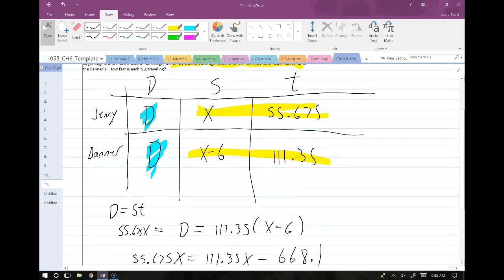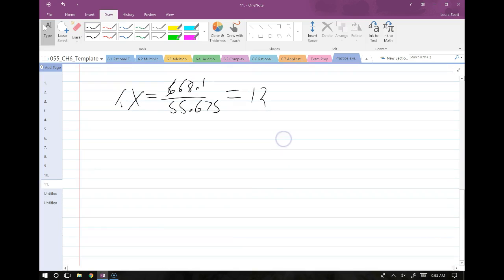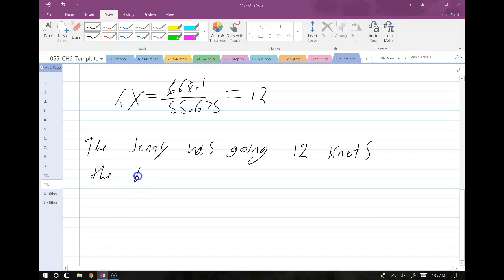So let's go back up here. That means x was the speed of the Jenny B. So the Jenny was going 12 knots. The Banner was going 6. All right, so that would be the final answer to this word problem.